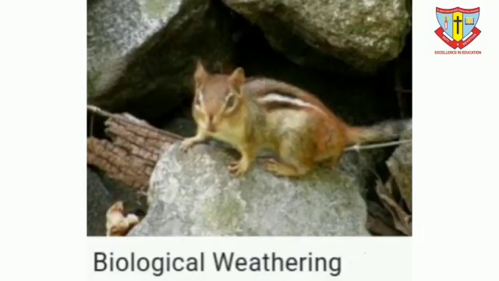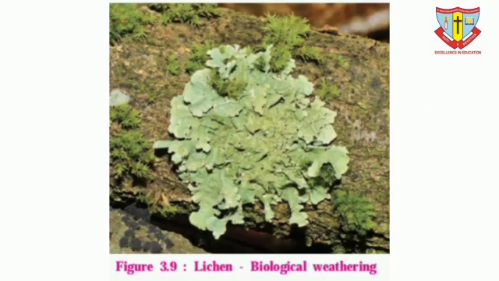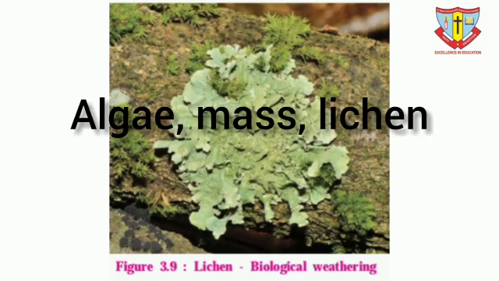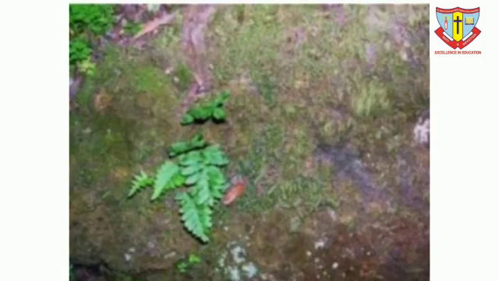Ants make large ant hills; rats, mice, rabbits and other worms and insects make burrows in the ground. These animals are called burrowing animals. Because of their activity, weathering of rocks occurs. Besides these, algae, moss, lichens, and other flora grow in the rocks. They also help in weathering.